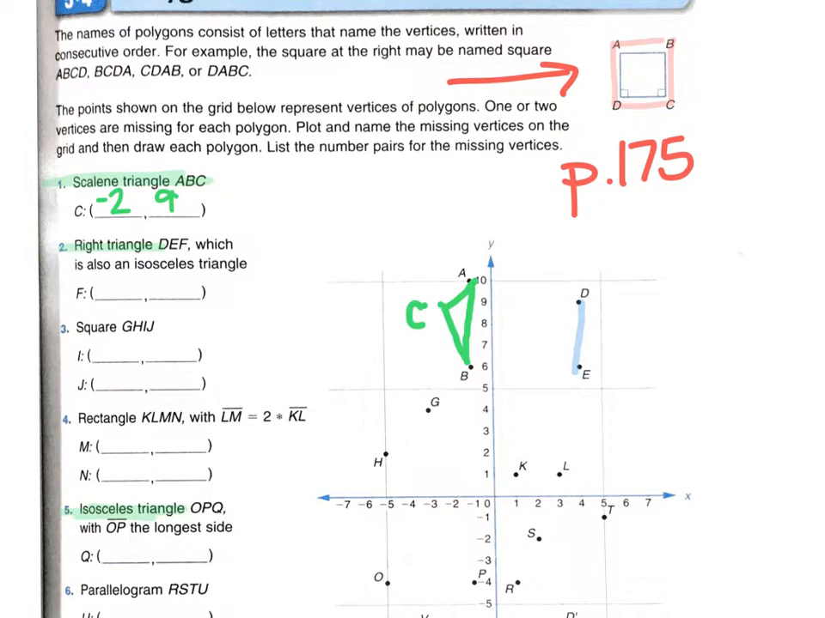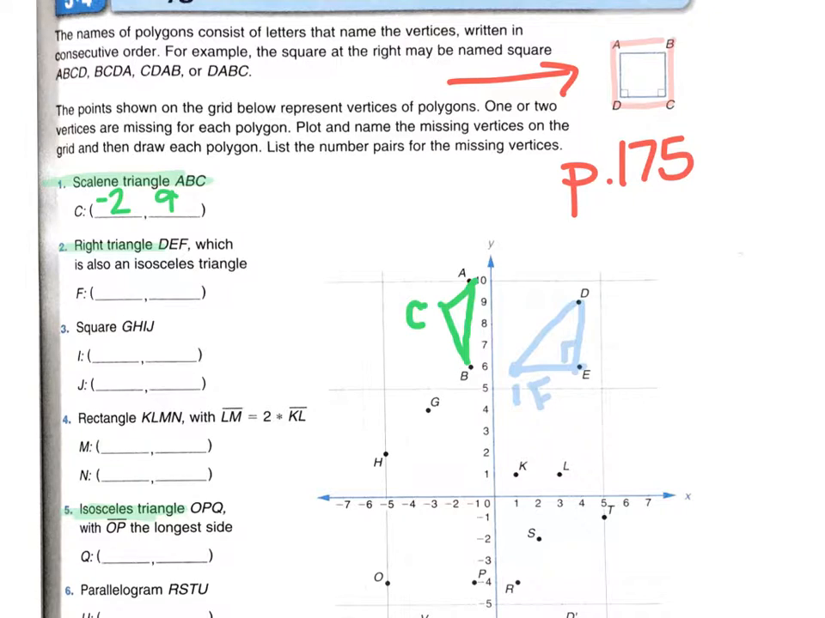Now, for F, we know that we need to have an equal side, so DE measures 3 squares down. So what I'm going to do is draw over 3 spaces to 1, and that's 1 right there. You can kind of see that it lines up with it. And then I'm going to draw my point right there. That will be point F. Now I'll connect F and D.